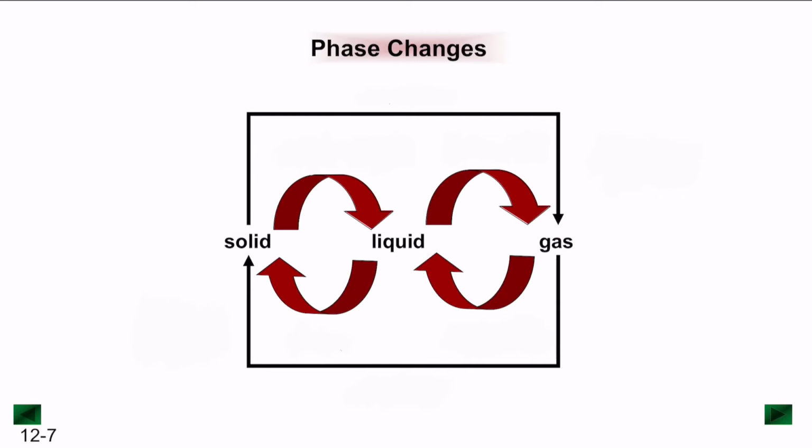Now let's discuss phase change. We have three phases of matter, and we'll try to discuss what each type of phase change means. When a solid converts to a liquid, we call it melting, or we also call it fusion. When a liquid turns into a gas, we call it vaporization. In reverse, gas turning into a liquid is called condensation, and a liquid turning into a solid is considered freezing.